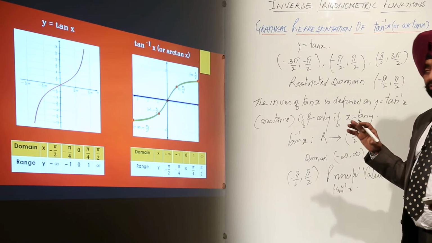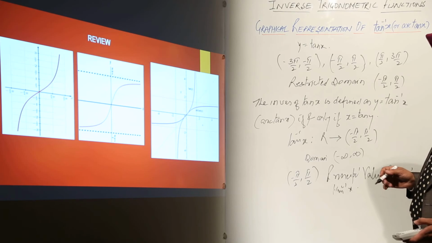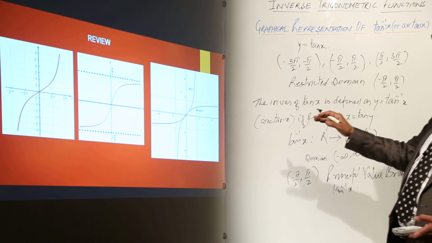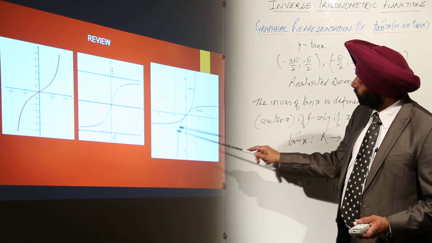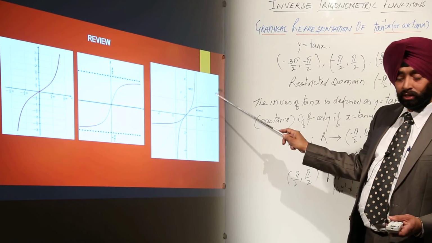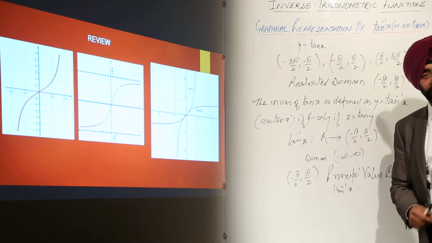Okay, now let's move to the recap. Now here it is, you can just check it. First of all, it is for tan x, then the inverse part, and then this line is acting as a mirror, and we are getting red for the original and purple for the inverse part. Okay, so this is the graphical representation for tan inverse x.